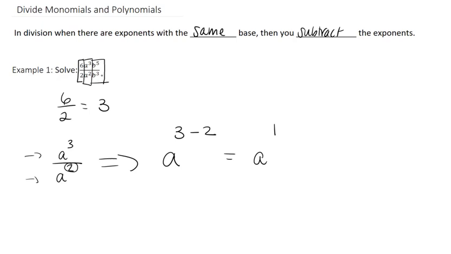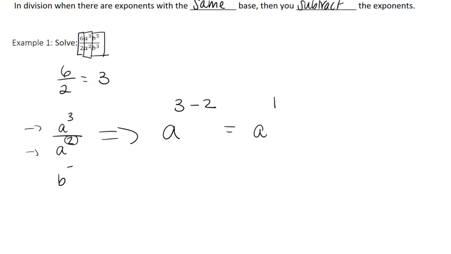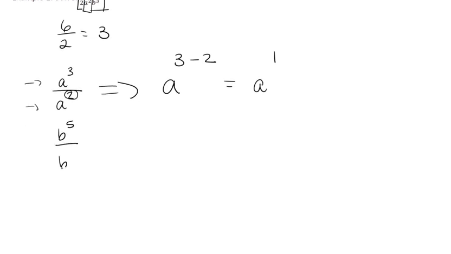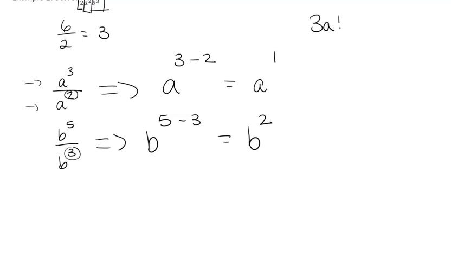Next, we deal with b to the fifth divided by b to the third. So we're going to bring this exponent up because we have the same base, so we can go ahead and subtract. So we got 5 minus 3, so that is b squared. So when we add this all up together, it's just 3ab squared. And this would be our solution to this problem.